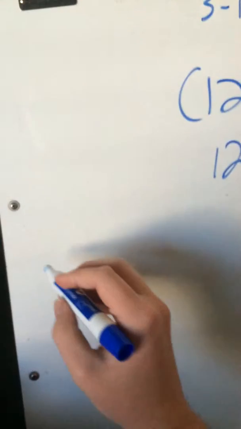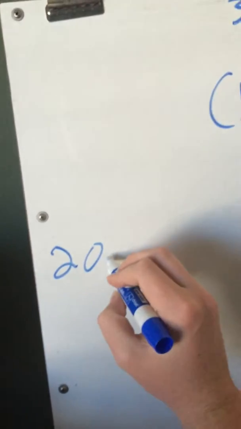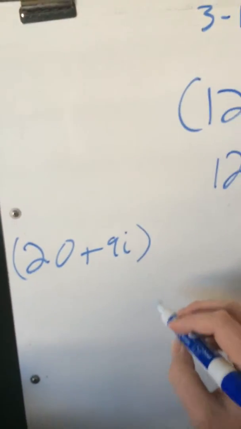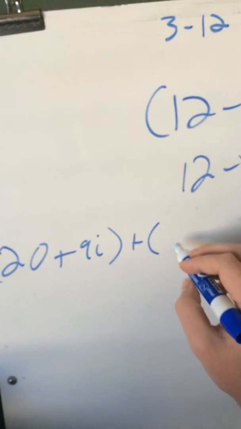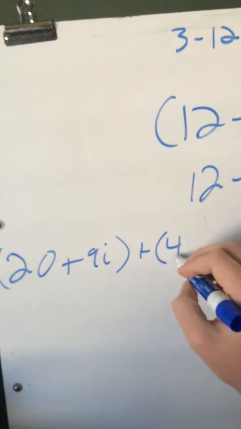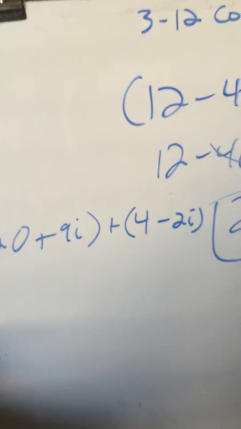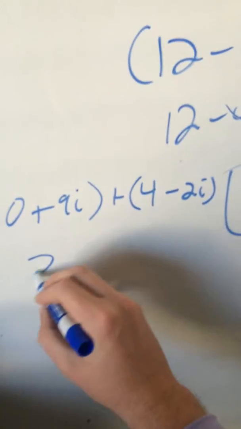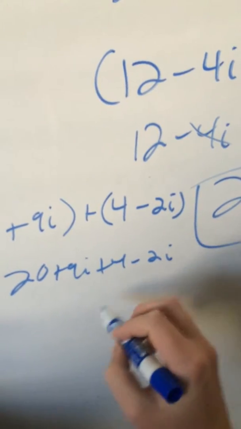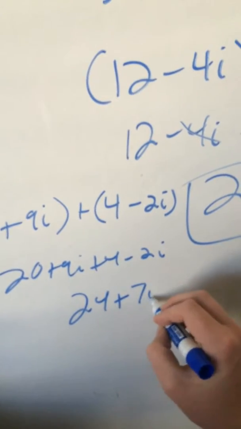Next problem, 20 plus 9i plus 4 minus 2i. Combine like terms: you have 20 plus 9i plus 4 minus 2i. Combine them all, and you get 24 plus 7i.